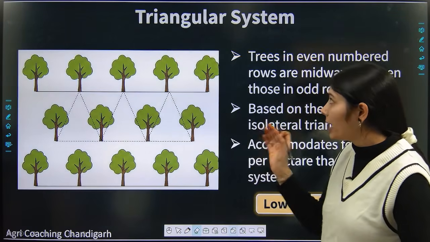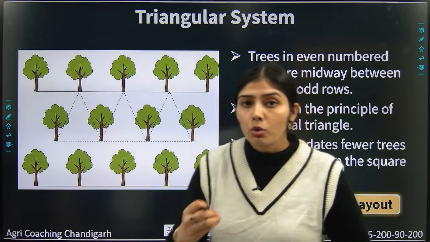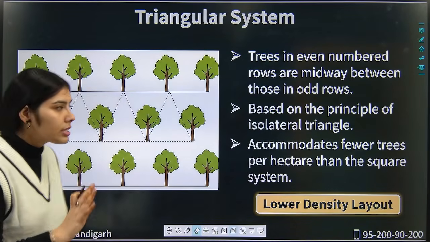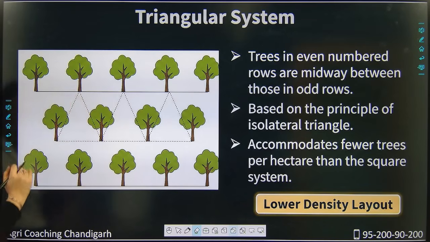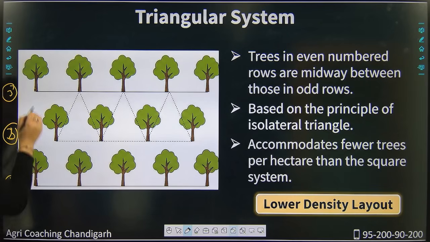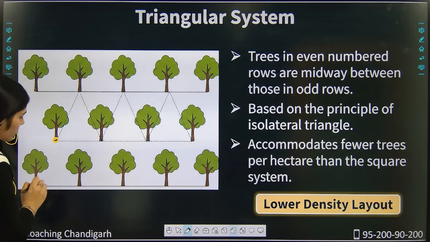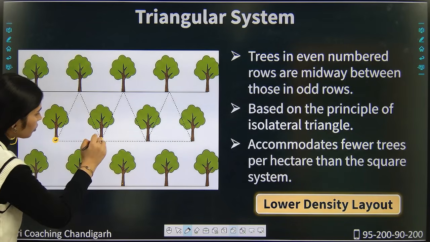Now moving forward, next we have is your triangular system. The triangular system is an alternate row planting pattern. In the triangular system, trees in the even numbered rows are midway between those in the odd rows. You can see this is one row and this is another row, and then we have this row and then this one. The alternate rows will have trees which are directly behind them, but here this tree is between these two trees, right? And this tree again is between these two trees.